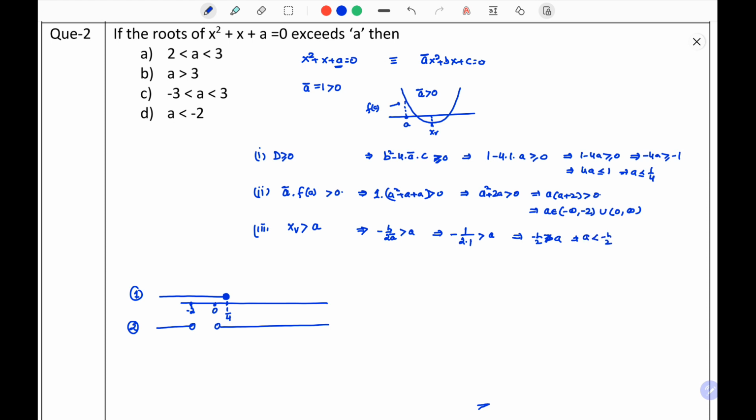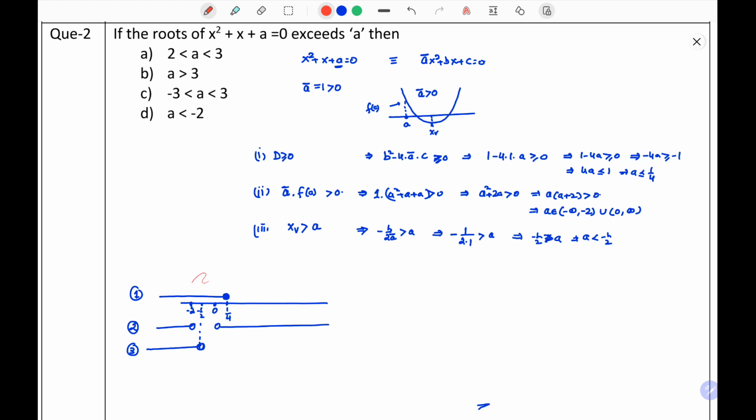And on marking on the number line, we will have a is less than minus 1 by 2. So minus 1 by 2 is the point in between minus 2 and 0. So this is the point, and the solution is minus infinity to minus 1 by 2, excluding minus 1 by 2. So the final solution of the problem will be the common solution from conditions 1, 2, 3.